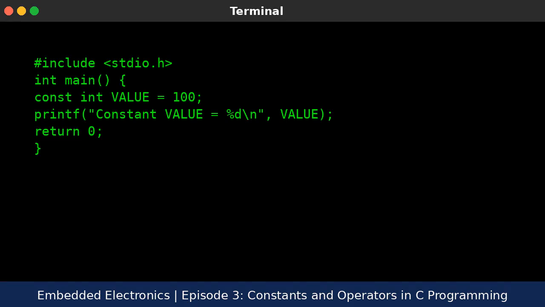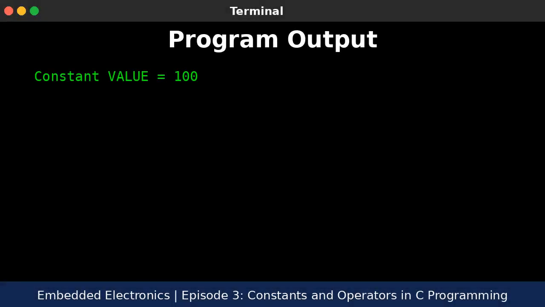Here is a simple example of a constant declaration and display using printf. When you run this program, it displays the constant value on the screen.